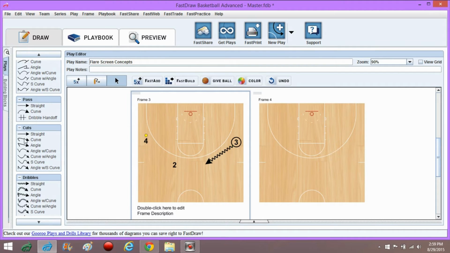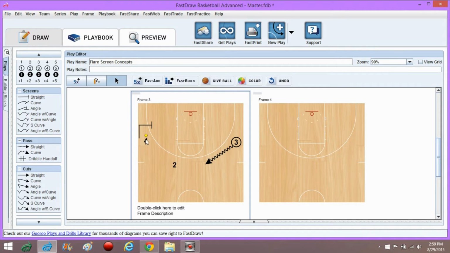Your screener in this case would want to practice the art of timing the screen with the arrival of the ball. If they went too soon while the ball was still over here on the wing, they might set a great screen and good things might happen, but it's not timed with the ball, therefore the pass is not in a position to be delivered to the cutter.